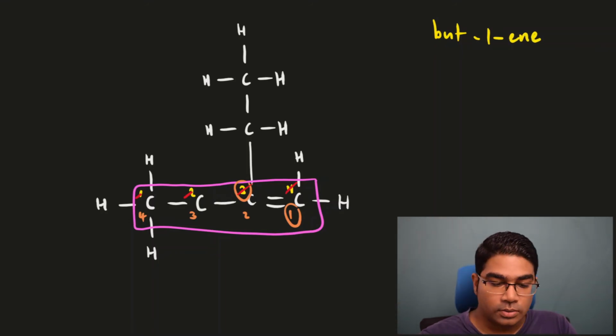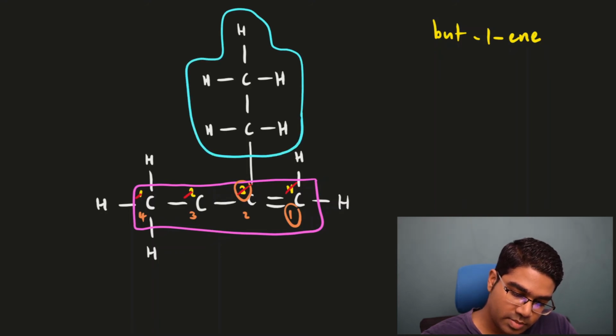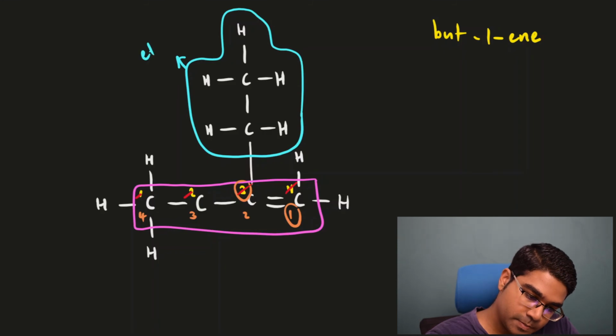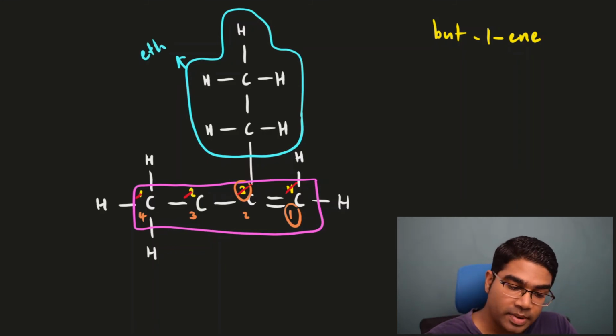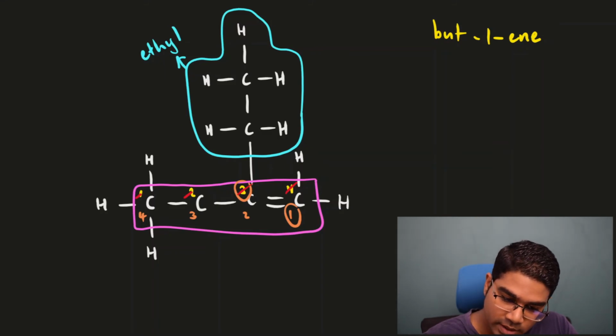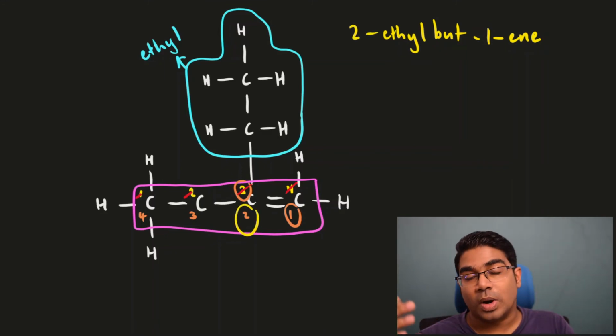And then we go to the alkyl chain. This alkyl chain this time has 2 carbons. The 2 carbon prefix is eth, so we add the yl at the back, and this will become ethyl. This is an ethylbut-1-ene. Now the position of the ethyl group is at carbon number 2. Therefore, this would be 2-ethylbut-1-ene.